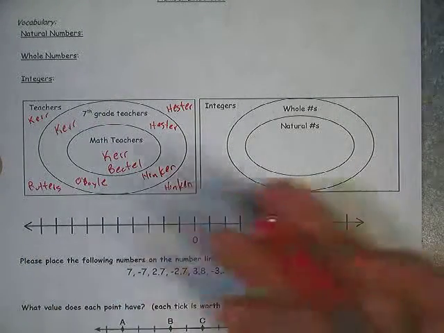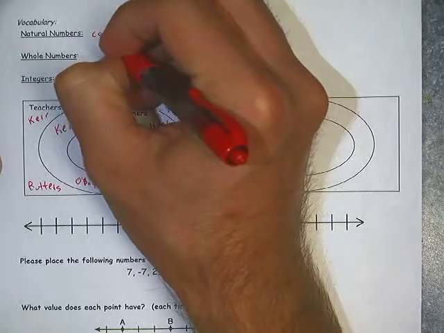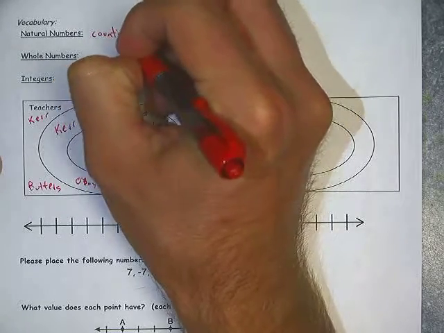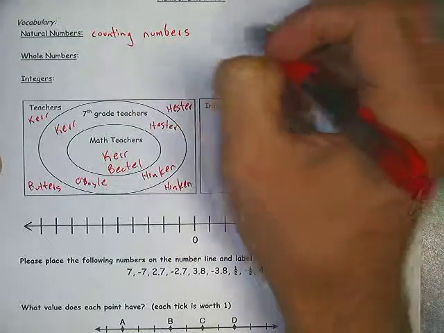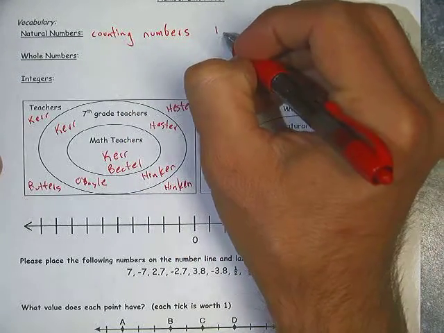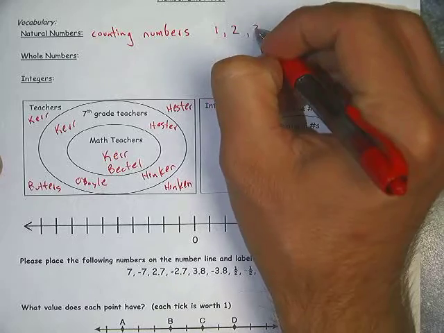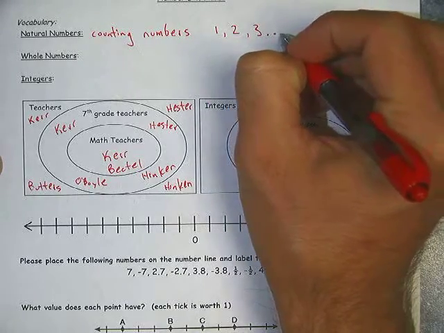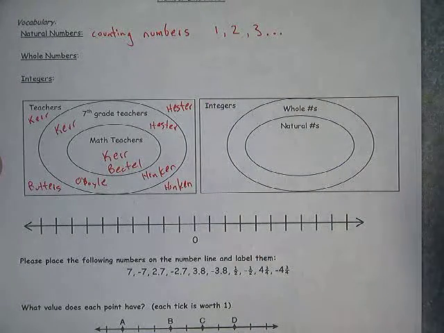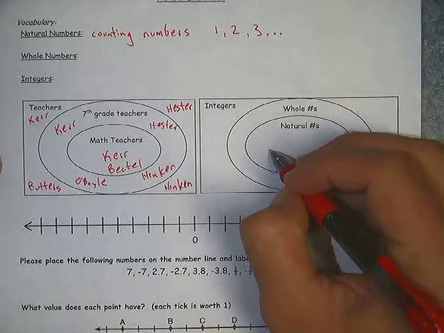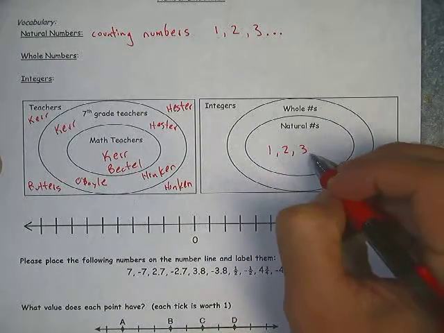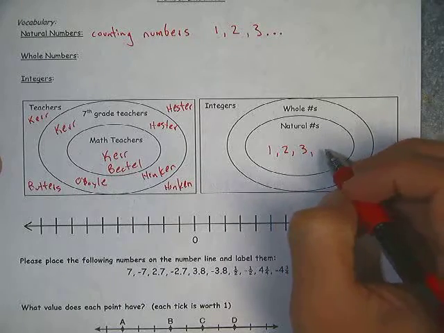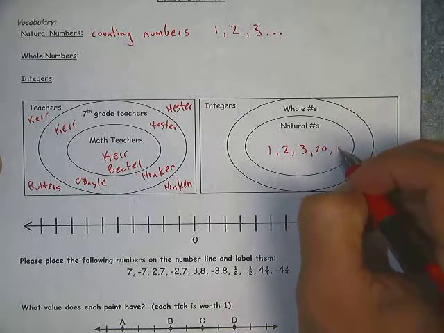So our natural numbers, these are the numbers that you first start learning as a child. And we call these our counting numbers. So the first number you learn as a child is 1, and then you learn 2, and then you learn 3, and then you keep getting larger and larger and larger. Okay, those are our counting numbers. So let's put 1, 2, 3, and these go on forever.